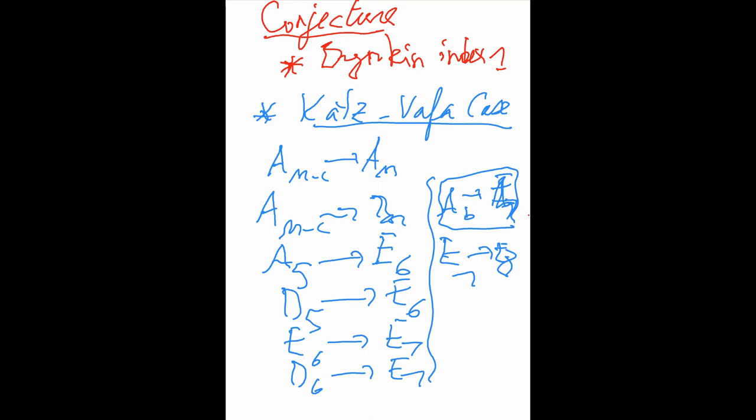And not a surprise, they all have a Dynkin index one when you compute the matter representation that you get. However, you have to be careful of some boundary cases that are usually not considered carefully.